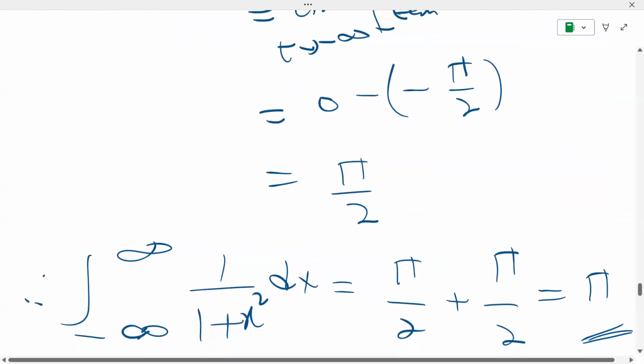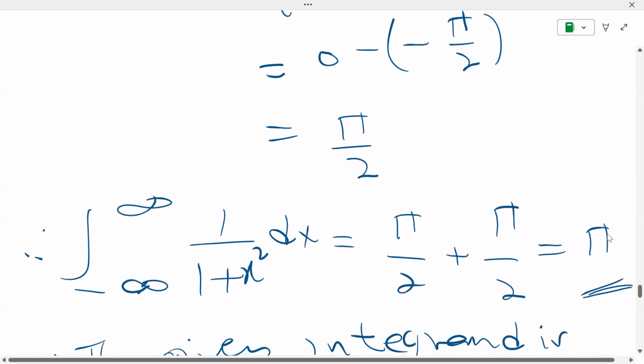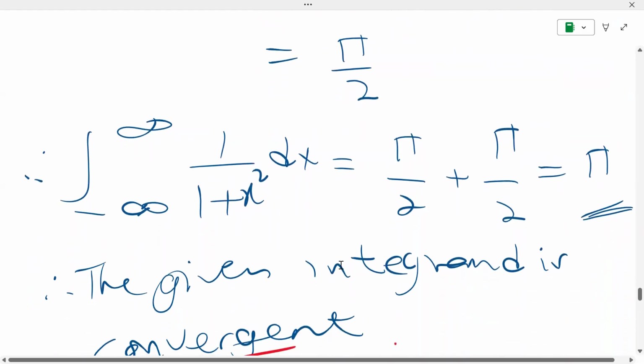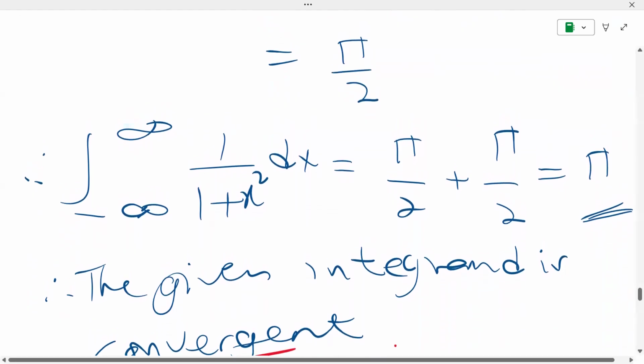So when we combine the two, that is integral running from negative infinity to infinity, 1 on 1 plus x squared dx, we shall get pi on 2 plus pi on 2. So that gives us pi. Great. So we shall say that the given integral is convergent.